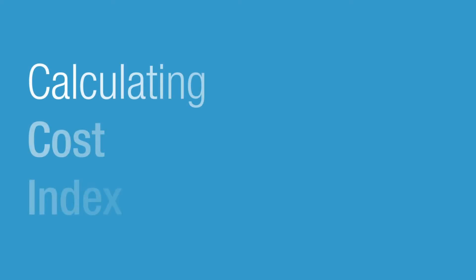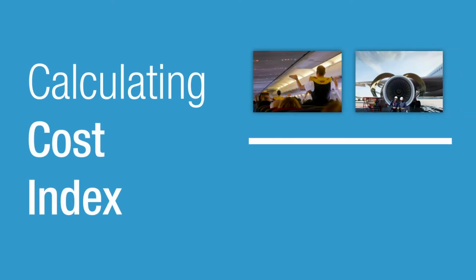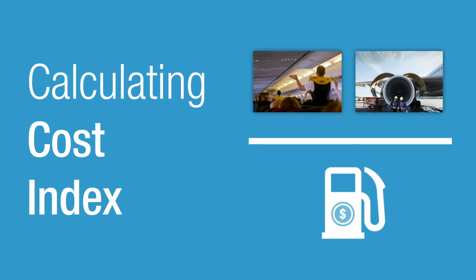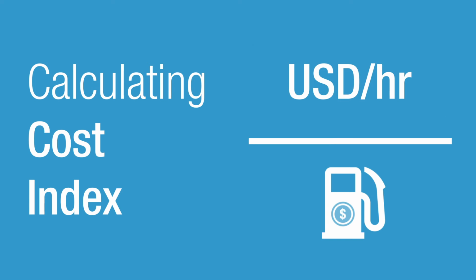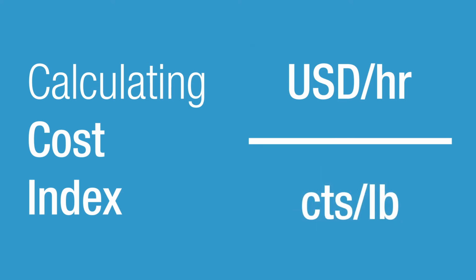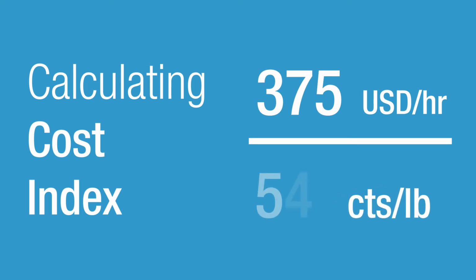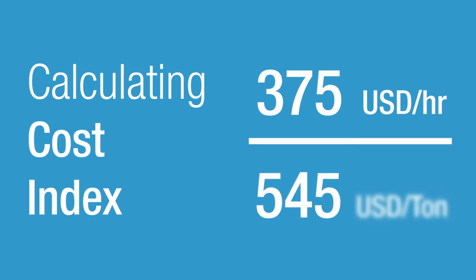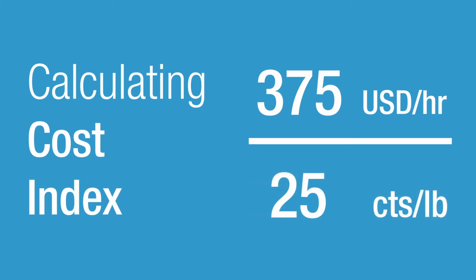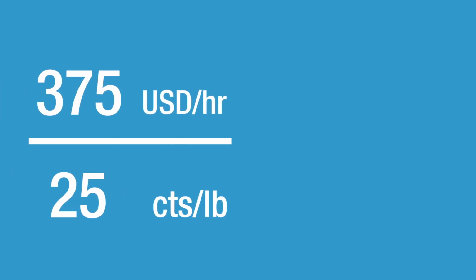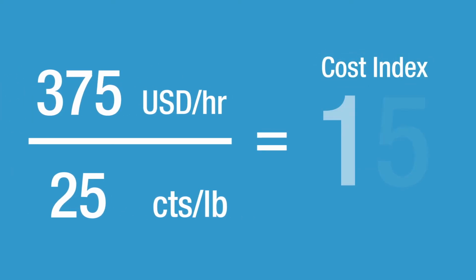To work out the cost index, you divide the time-related operating costs by the fuel costs. Time-related operating costs are quoted as US dollars per hour and fuel costs in cents per pound. As an example, let's assume that the time-related cost for a flight is $375 US per hour, and the fuel cost is $545 US per ton, which amounts to about 25 cents per pound. You divide the time-related cost by the fuel cost to get a cost index of 15.